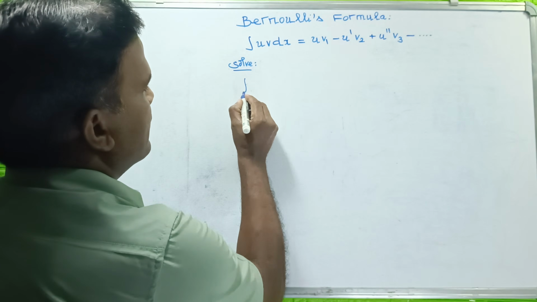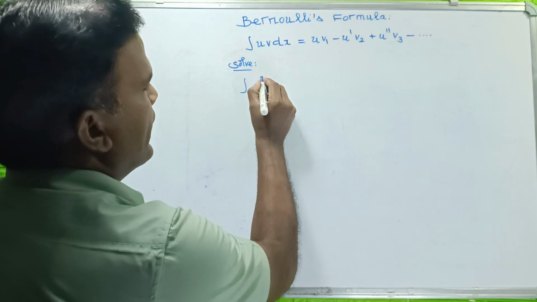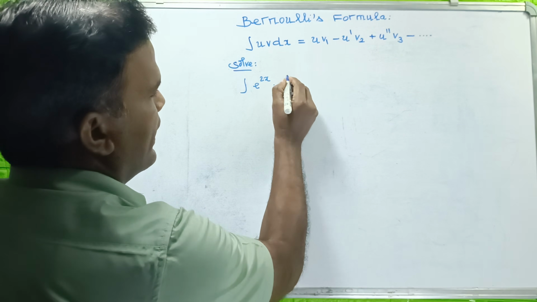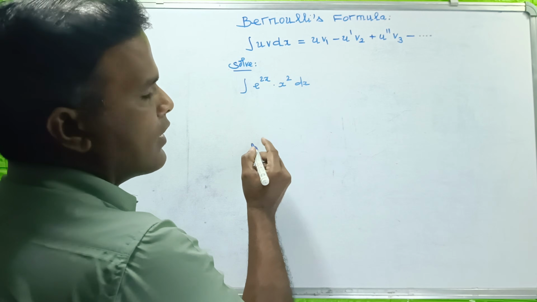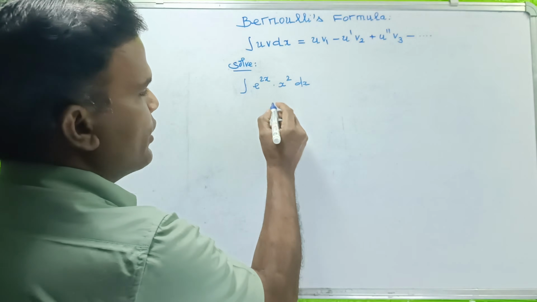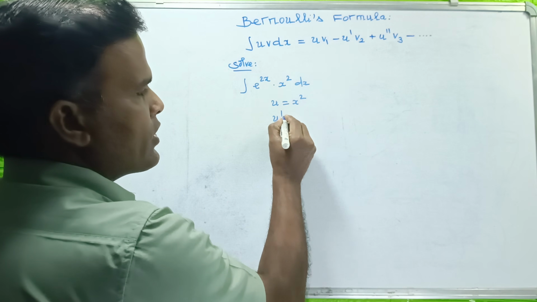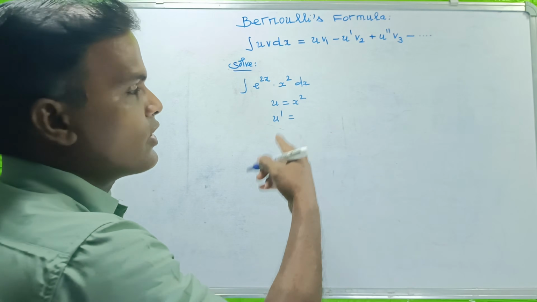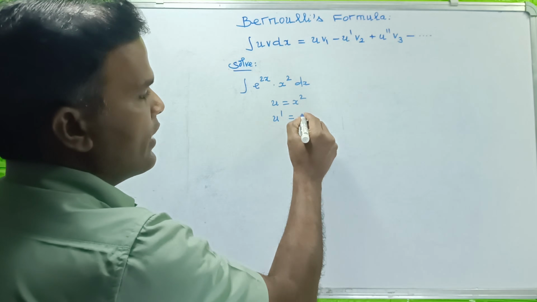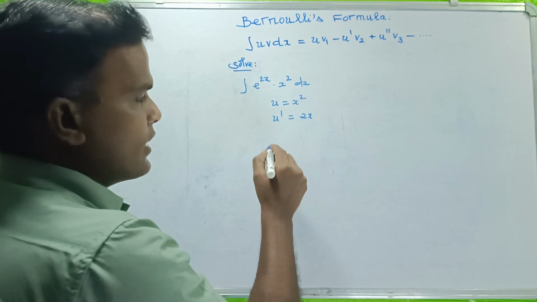Now let us solve the integral e power 2x into x square dx. Let us consider x square as u, and then you find u dash. U dash means the first order differentiation with respect to x. So what is the differentiation of x square? That is 2x.